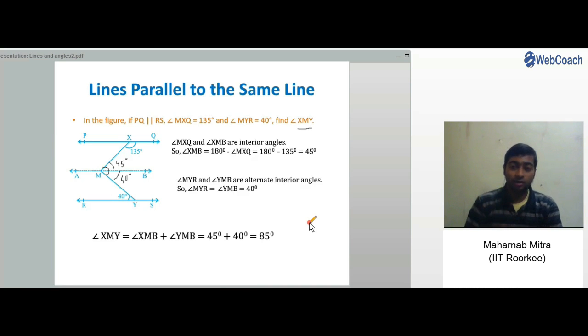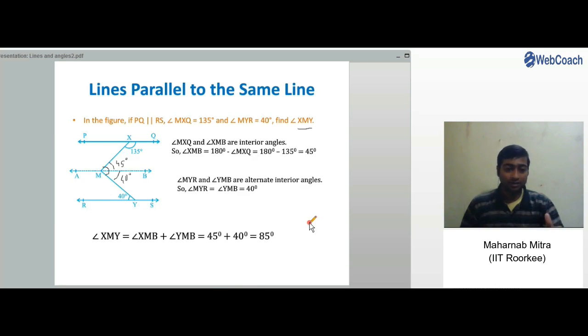Right? So here are the steps once more. First, we had constructed a line AB so that we get individual segments of transversal, because we wanted to see the interior angles or the corresponding angles, right? We wanted to see these angles more easily, because if there is one transversal, we will get these angles in just one step. So what we did, we got the interior angles as angle MXQ and angle XMB, and we got the value of angle XMB as 45 degrees. By the rule, the interior angles add up to 180 degrees, right?